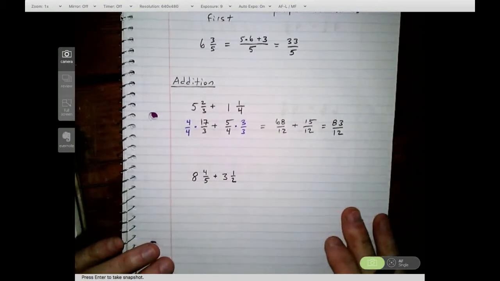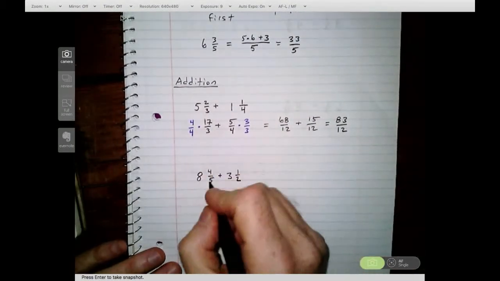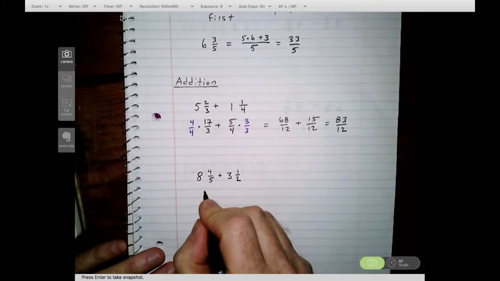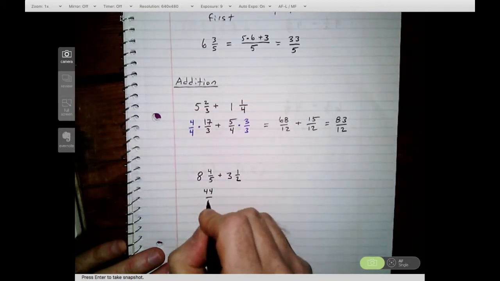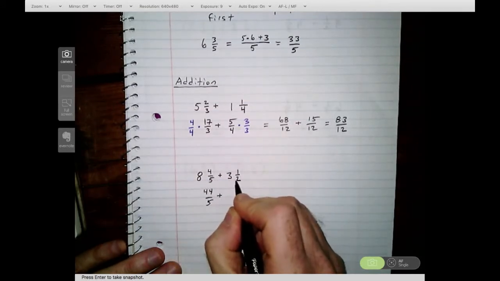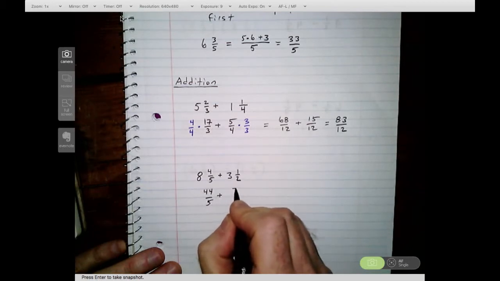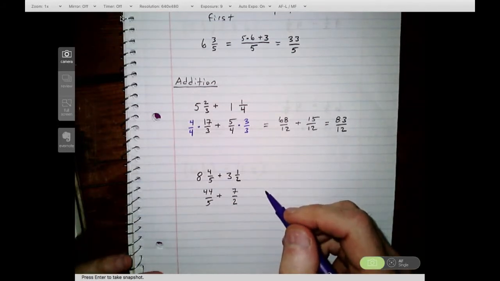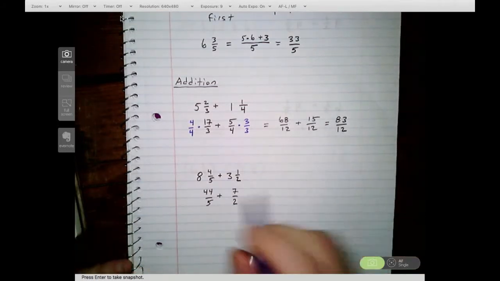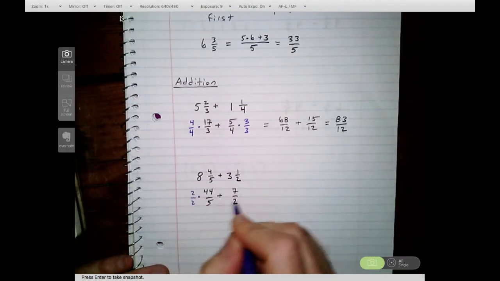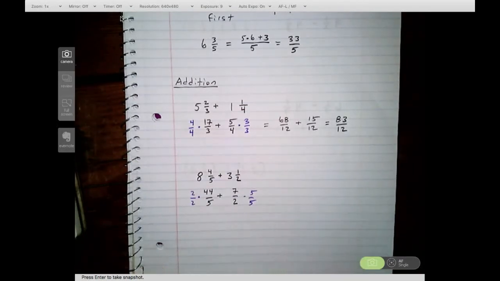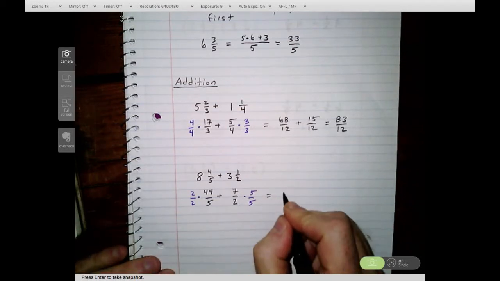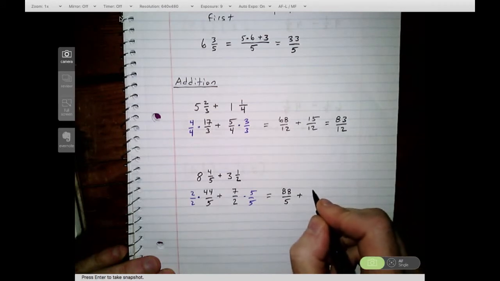Okay, the next one, 8 4/5 plus 3 1/2. Well, 5 times 8 is 40, plus 4 is 44 over 5, plus 3 1/2. 3 times 2 is 6, plus 1 is 7 over 2. Okay, so let's see. 5 and 2, common denominator is 10, so we're just going to multiply here by 2 over 2 and here by 5 over 5.